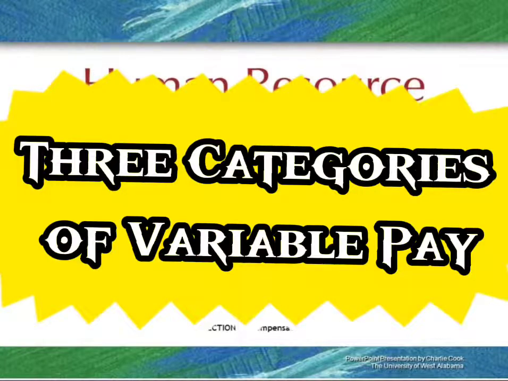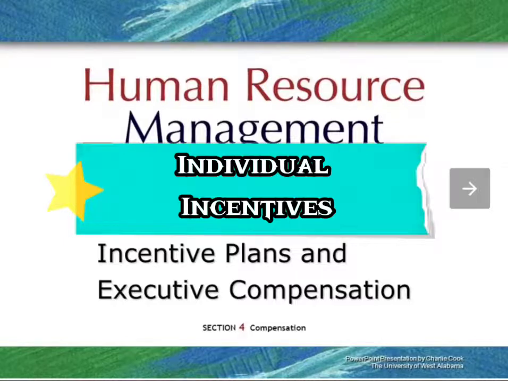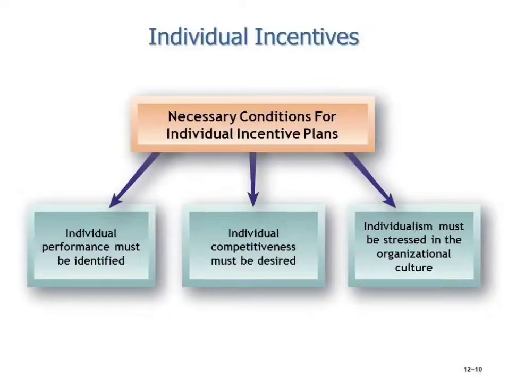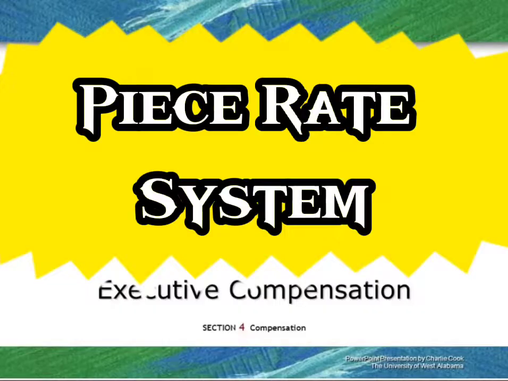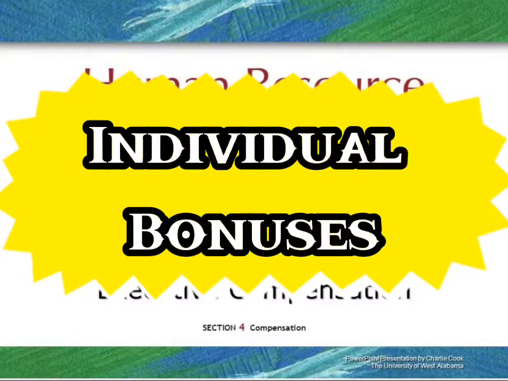We have three categories of variable pay. First is individual incentives. Individual incentives are given to reward the effort and performance of individuals. Some common means of providing individual variable pay are piece rate system, sales compensation, and individual bonuses.